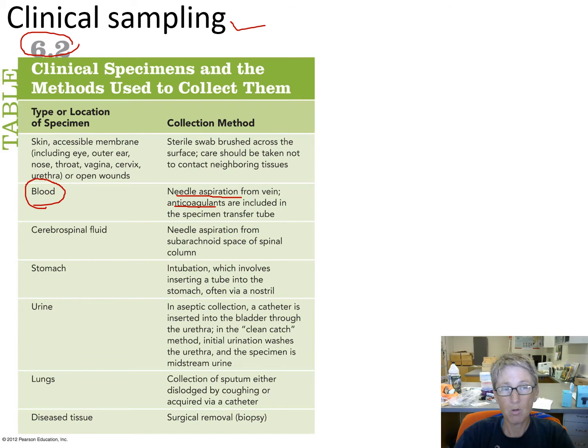If you want to get a specimen from the stomach, you use the collection method of intubation. If you want to get a specimen from the lungs, you could get the sputum that was dislodged by coughing, or you could use a catheter.